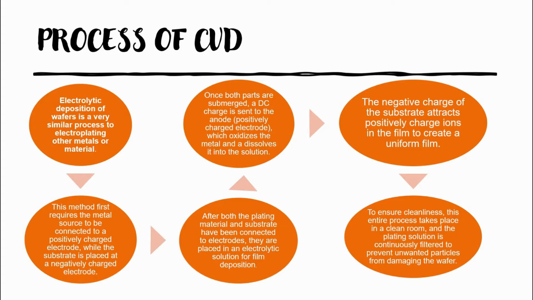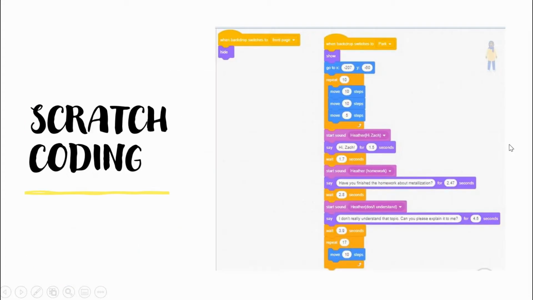To ensure cleanliness, this entire process takes place in a clean room, and the plating solution is continuously filtered to prevent unwanted particles from damaging the wafer. So this is the process of the CVD. We will show you how it happens in the animation later. So we proceed to the next slide.